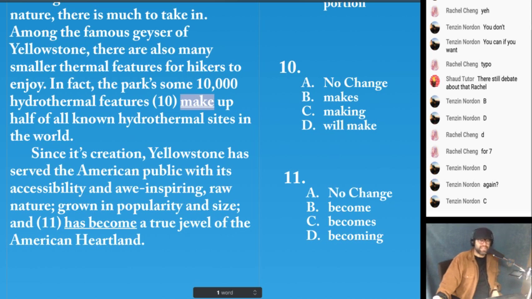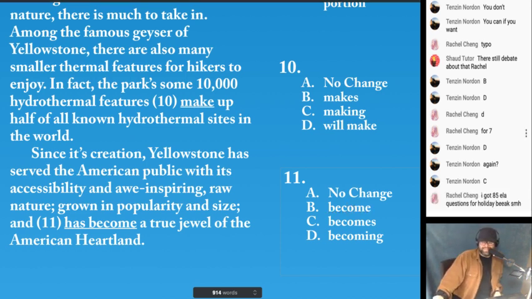So since its creation, Yellowstone has served the American public with its accessibility and awe-inspiring raw nature. Yellowstone has grown in popularity and size. Yellowstone has become. No. So it's got to be become. It has served. Oh, it should be became. I have a typo in here. All right, whatever. You guys get it. Well, actually, become can work because has become does work. So I'm not going to be ashamed of my choices here. So the answer to number 11 is B.